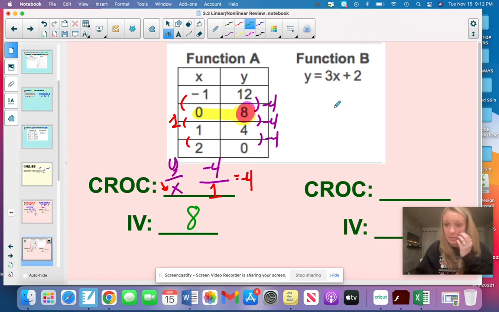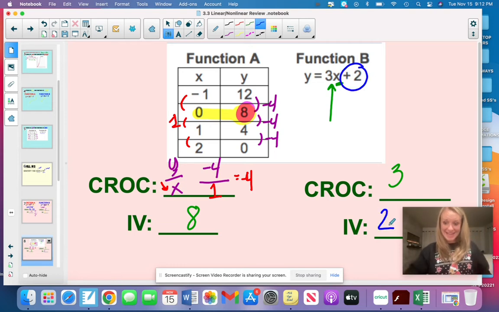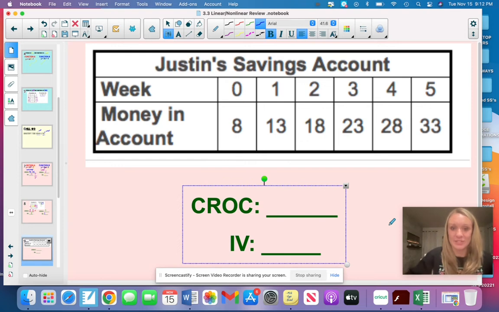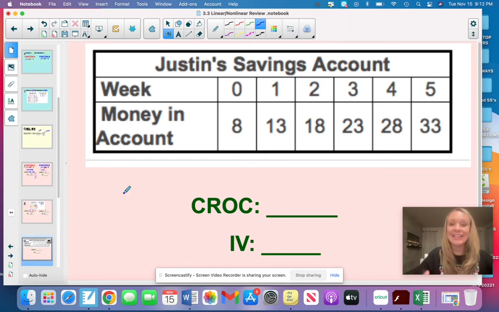For this equation, to find the crack, it's whatever number is stuck to x. Remember, you wear Crocs on your shoes. It's stuck to x. So that would be 3. And then your IV is a positive 2. Yay! Okay, last one. Well, no, not really.